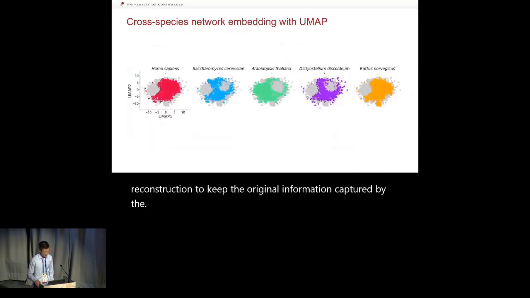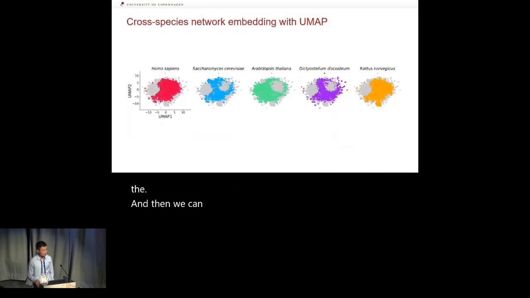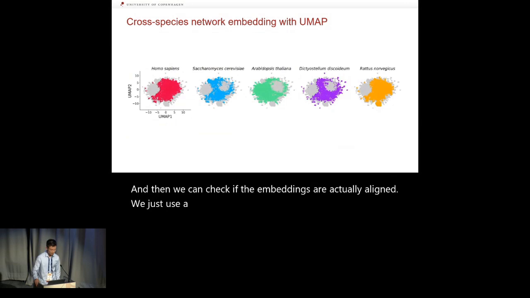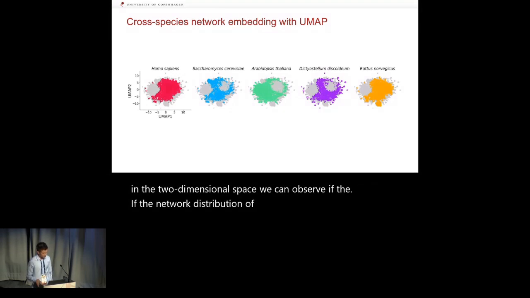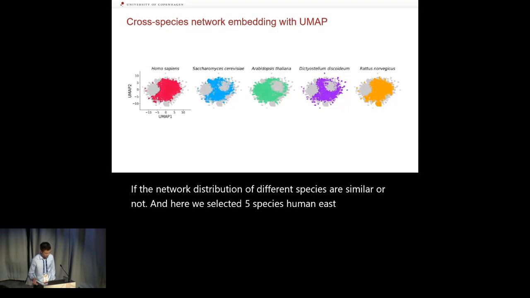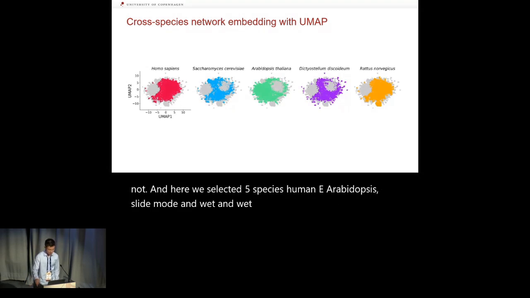And then we can check if the embeddings are actually aligned. We just use UMAP to do the dimensional reduction. And then in the 2-dimensional space, we can observe if the network distributions of different species are similar or not. And here we selected 5 species: human, yeast, Arabidopsis, slime mold, and rat. And rat is from the non-seed species.